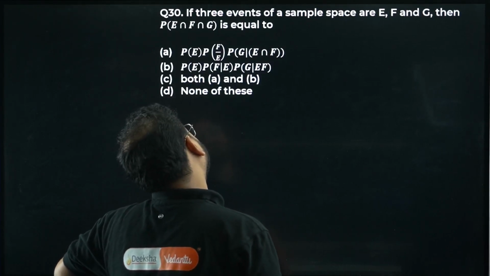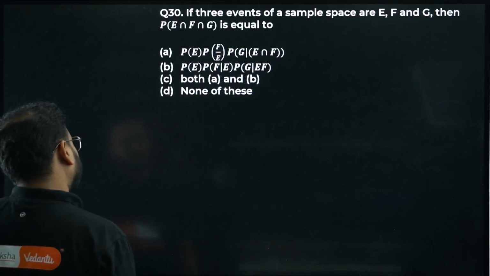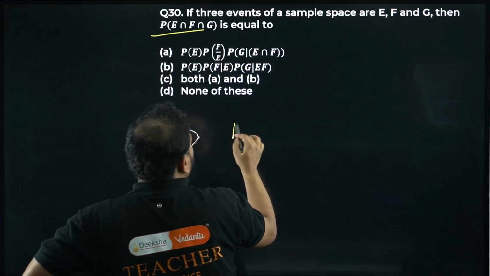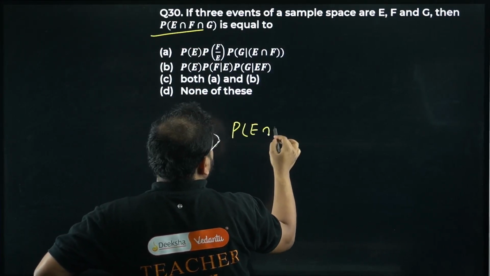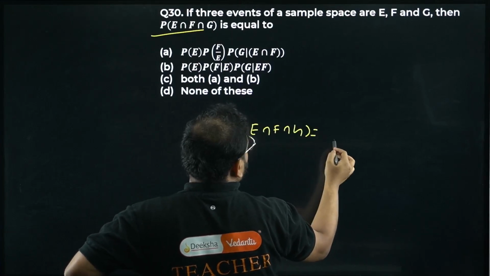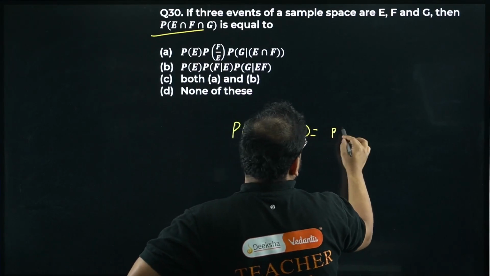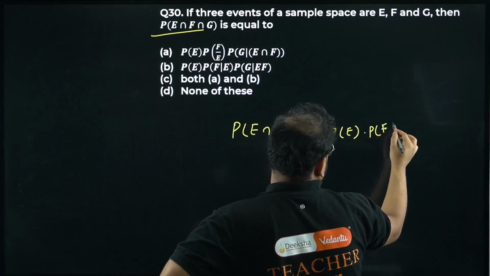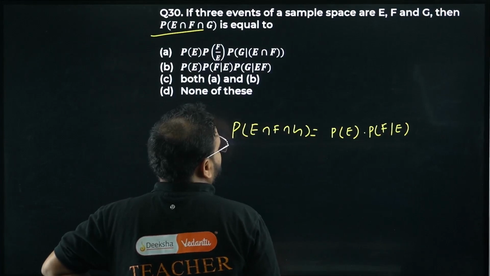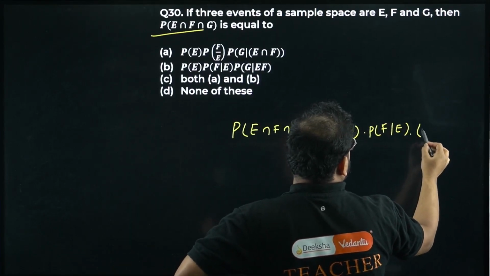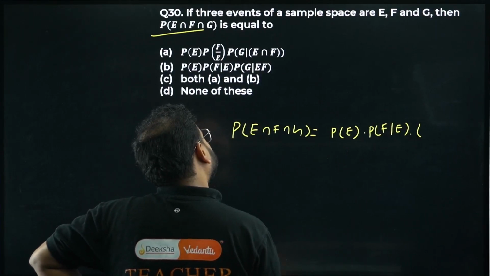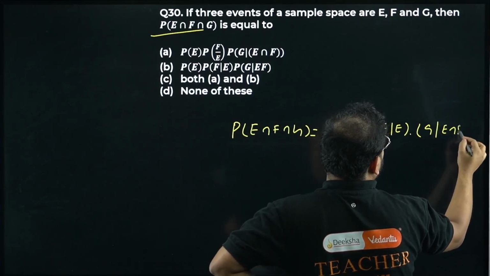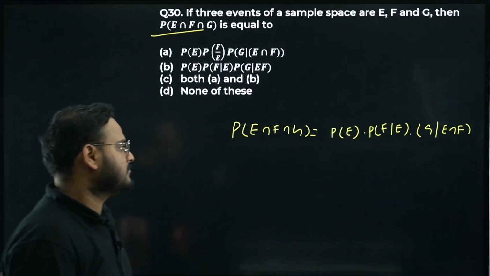Now the 30th question. If 3 events of a sample space are E, F and G. Okay, this is a definition based question, sir. How do we write this? Remember, P of E intersection F intersection G is nothing but going to be, we can write this as P(E) with P(F|E), right? And we'll write it one more time. G is also there, P(G|E∩F).